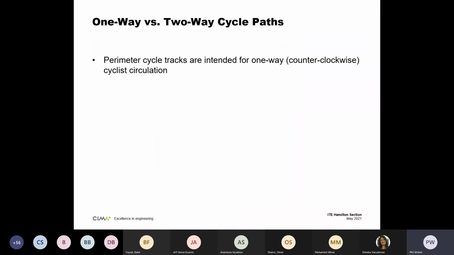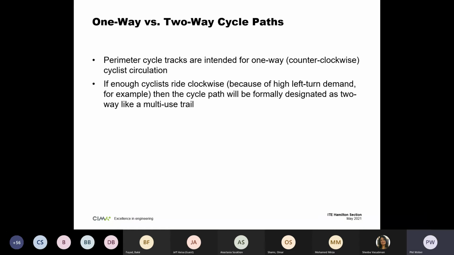One-way versus two-way cycle paths. So the perimeter cycle tracks are intended for one-way circulation, and that's counterclockwise for the cyclist, the same direction as for the motorists. So if you're a motorist approaching the roundabout, you're looking for cyclists in the same direction as you're looking for circulating traffic. So it'll be counterclockwise. If you're approaching the roundabout, the cyclists will be coming from the left, the same direction as the circulating traffic. However, if enough cyclists are riding clockwise because of high left turn demand, for example, then the cycle path will be formally designated as two-way, like a multi-use trail. So they won't ignore that. They will formally designate it as two-way.